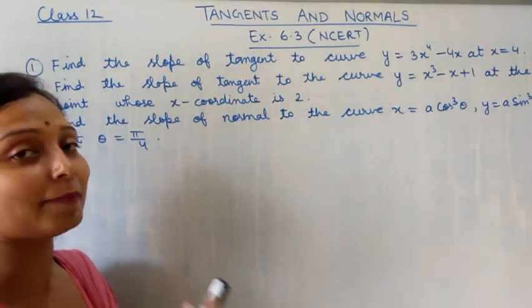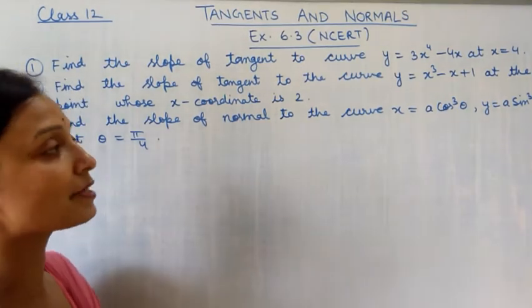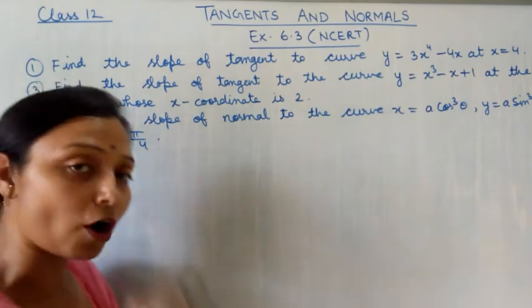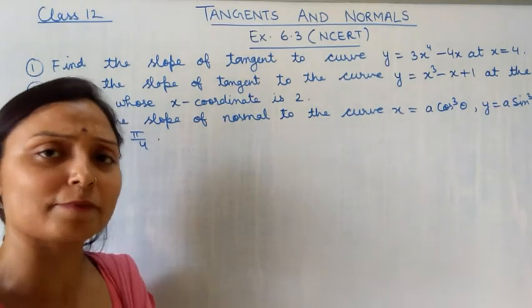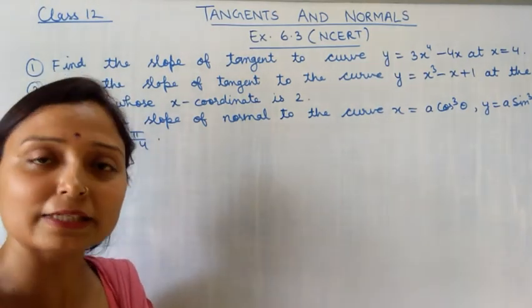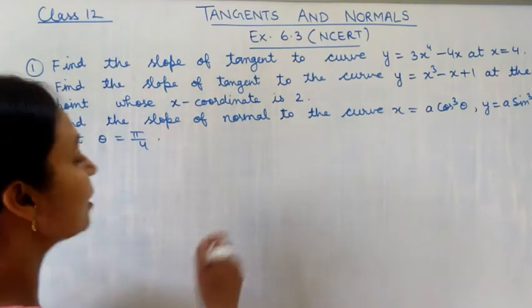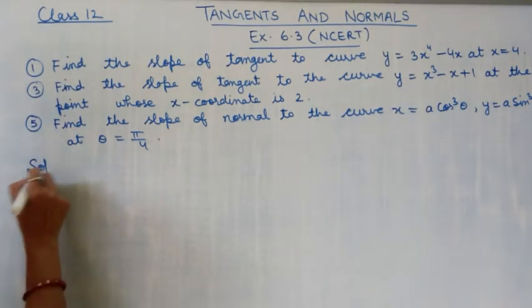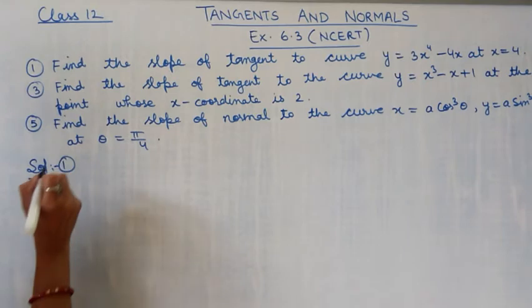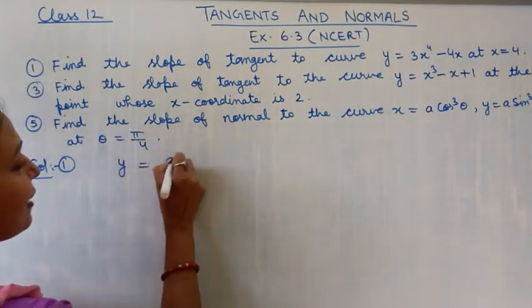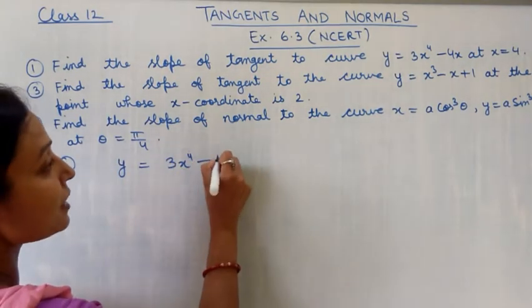The first question is the same as the second question. These two questions are also the same, but the way of writing the statement is different. That's why I will take these questions. So let's start with question number 1. What is the solution of this question? The question says that y is given as a curve, 3 raised to the power x minus 4x.